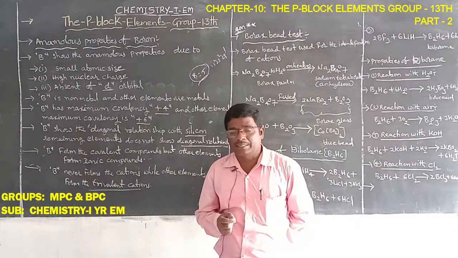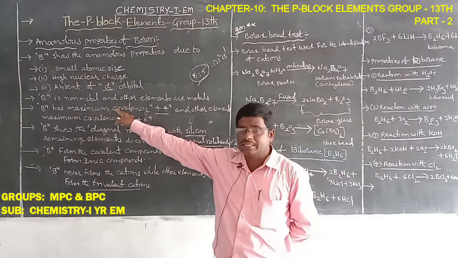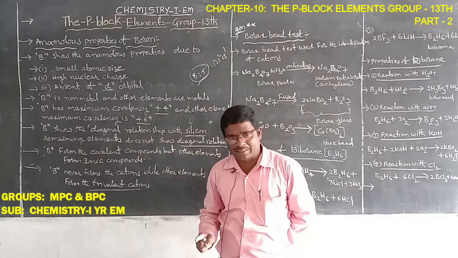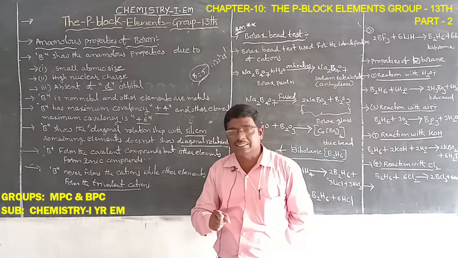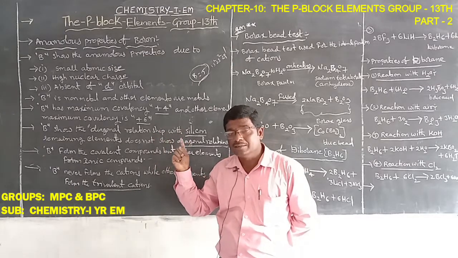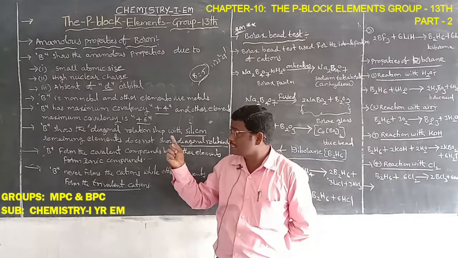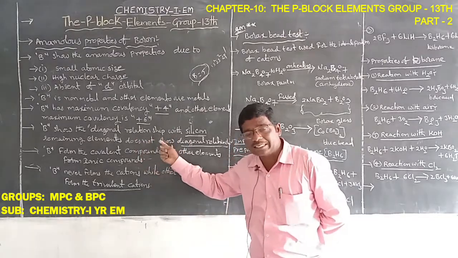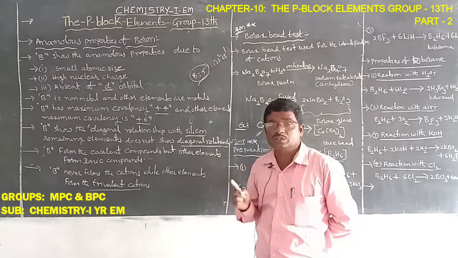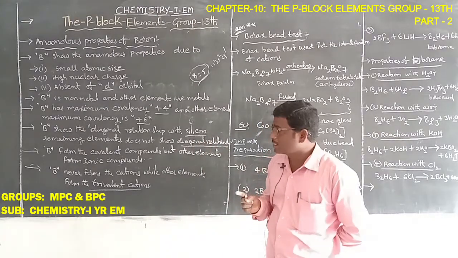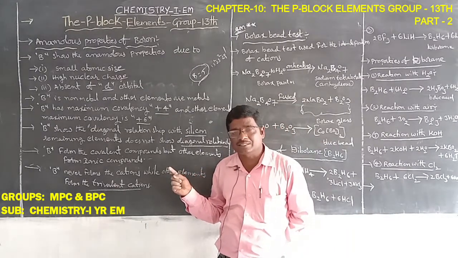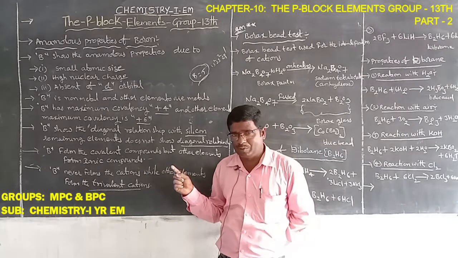Boron's anomalous properties are: first, boron is a non-metal, and all remaining elements are metals. Next, boron has a maximum covalency of +4, and all remaining elements have a maximum covalency of +6. Next, boron shows a diagonal relationship with silicon, while the remaining elements do not. Next, boron forms covalent compounds, while all remaining elements form ionic compounds.